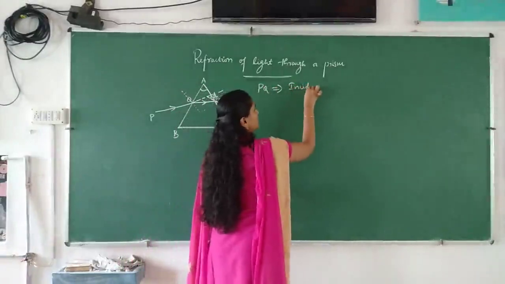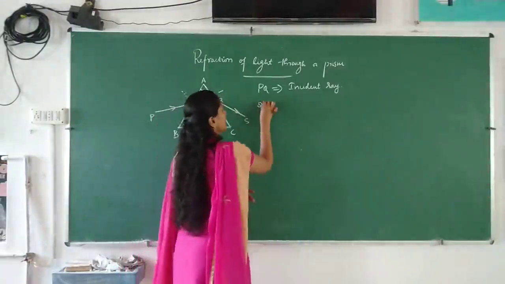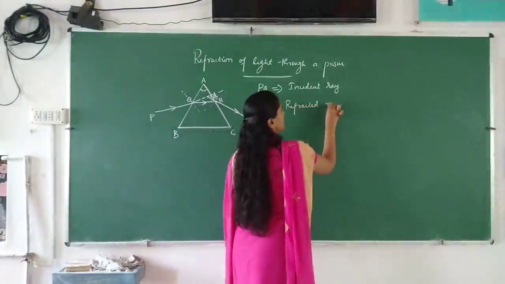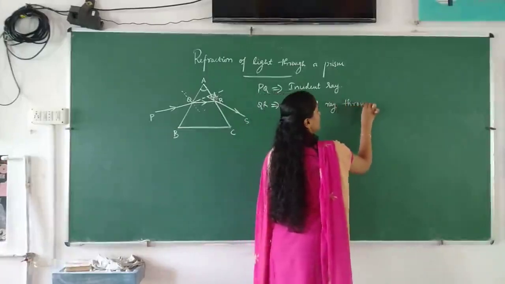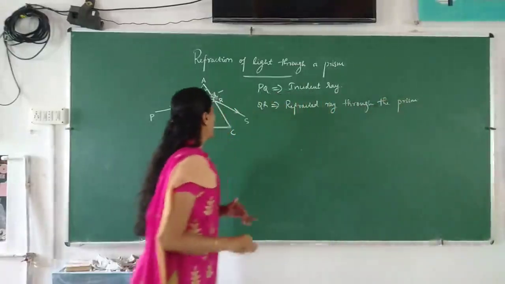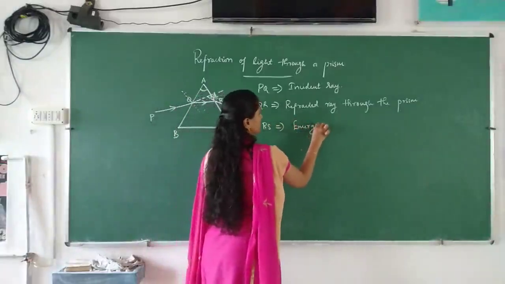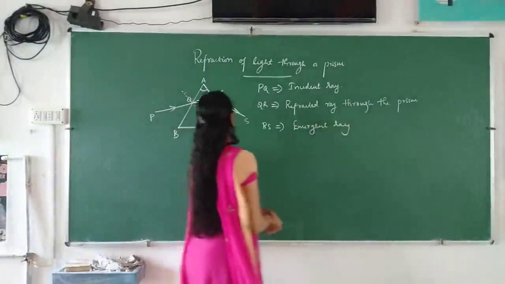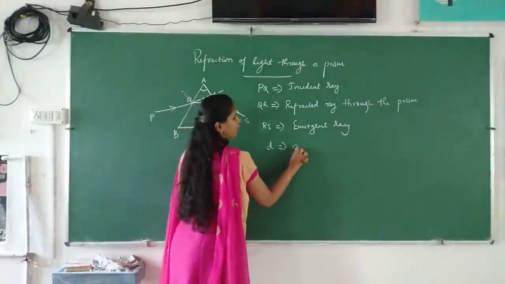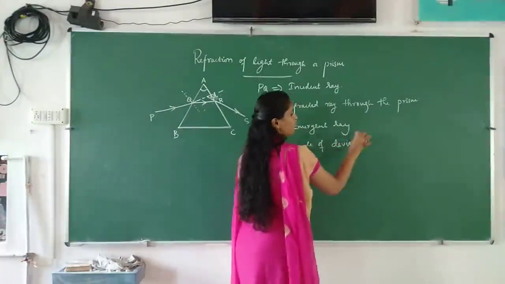Here we can write: PQ is the incident ray, QR is the refracted ray through the prism, and RS is the emergent ray. And D is the angle of deviation.